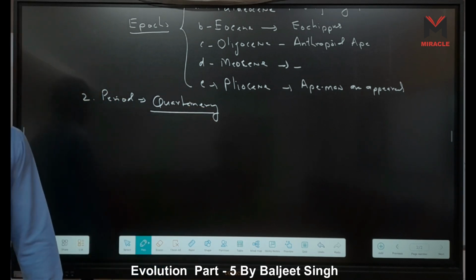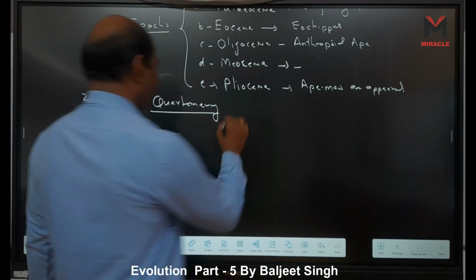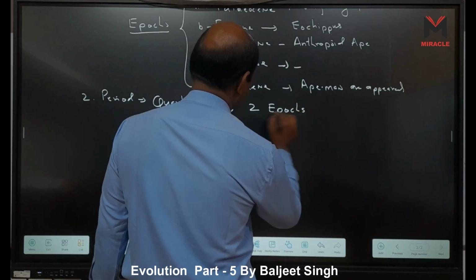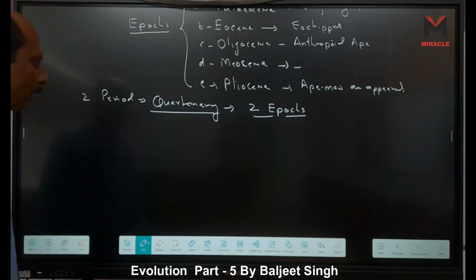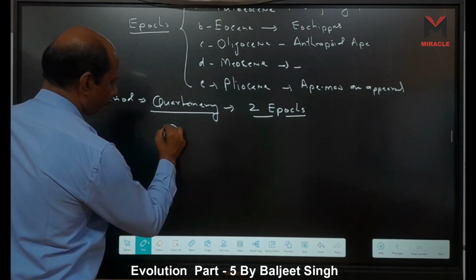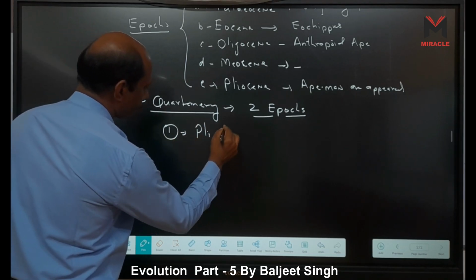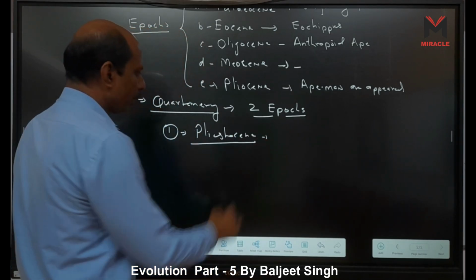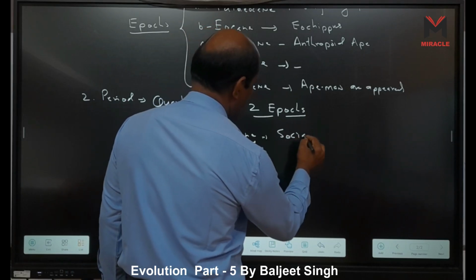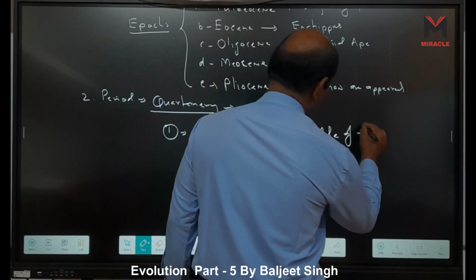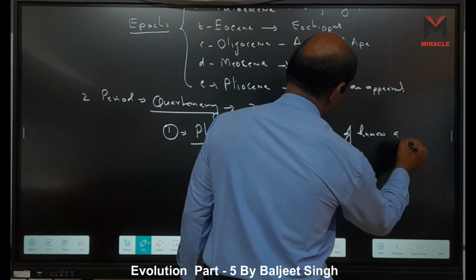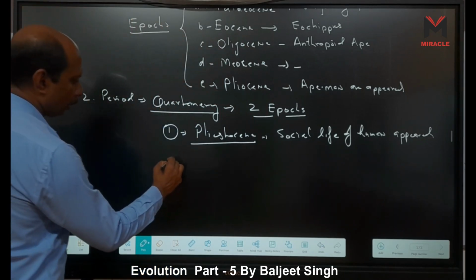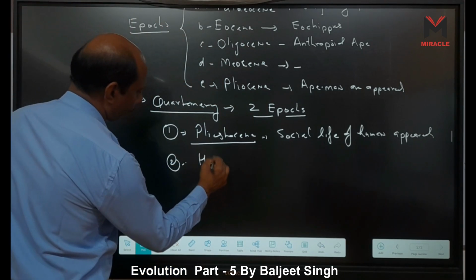Quaternary, right? So quaternary means what happened here? It is further divided into two epochs. So which two epochs are there? Here first is our Pleistocene. Right? The Pleistocene means what? Here social life of human appeared or starts, right? And the last one is our, that is today, modern day, it is Holocene.